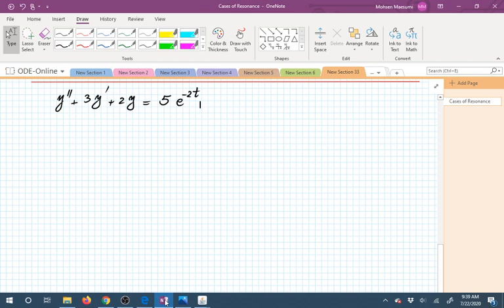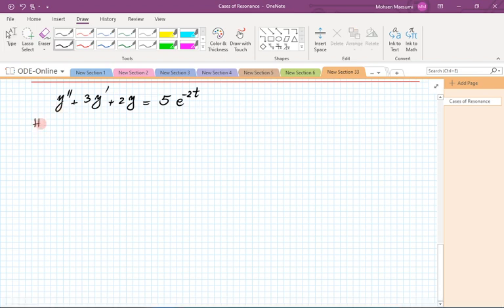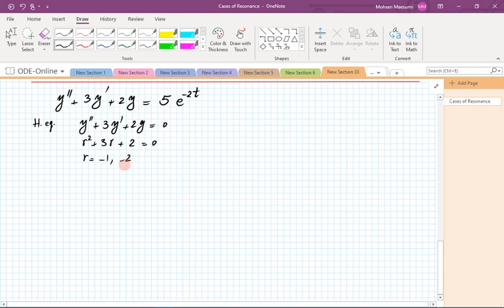Okay, so we said we go after homogeneous, which is just like last time, y double prime plus 3y prime plus 2y equal to 0. Characteristic is we did this thing long time ago, so I'm going to write that quickly and move on. So solution of the homogeneous, we obtained that easily. It's exponential of minus t and exponential of minus 2t. Great.